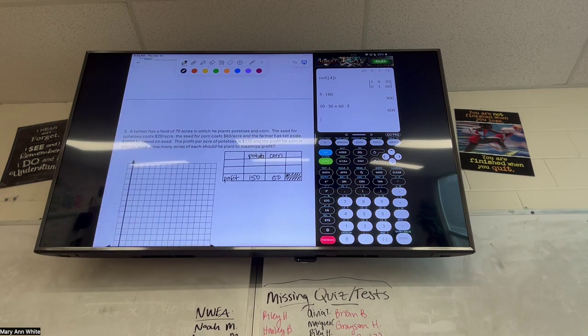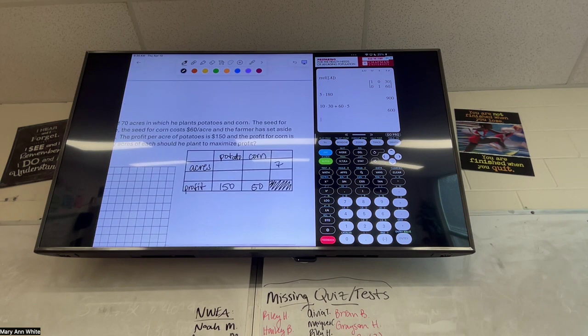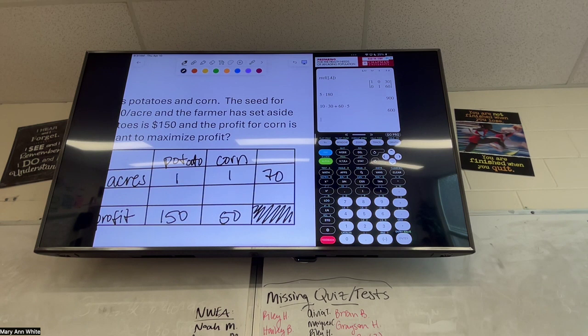The other 2, my side equations are going to be a little different. The first equation says he has a field of 70 acres in which he plants potatoes and corn. A number of acres is going to be my first equation. How many total acres does he have? 70. Did it tell us that we need more corn or more potatoes or there's any differentiation between them? No. We will have a certain number for potatoes, a certain number for corn, but we'll just put it in as one so that when I write my equation, it's like X plus Y. Certain amount of potatoes, certain amount of corn.